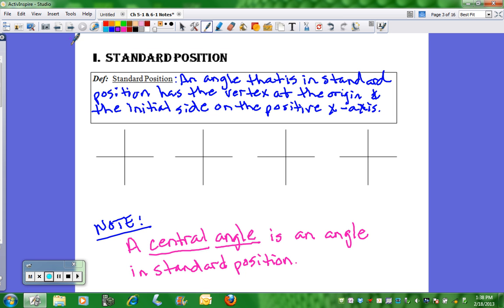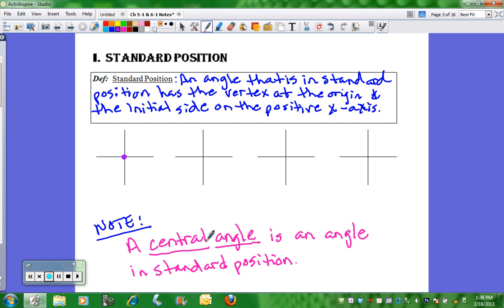All right, so the next thing is standard position. An angle that is in standard position has the vertex at the origin, right here, and the initial side on the positive x-axis. Okay, so make sure you get that definition down.